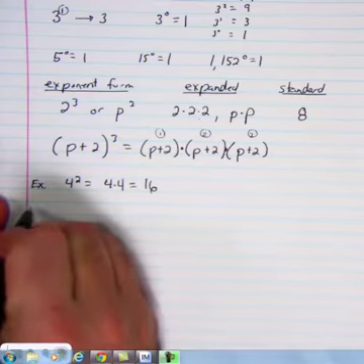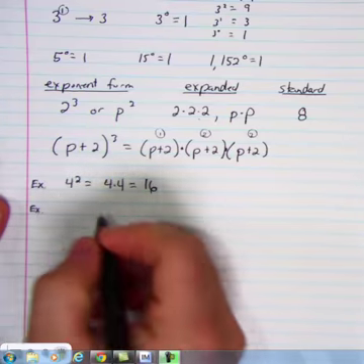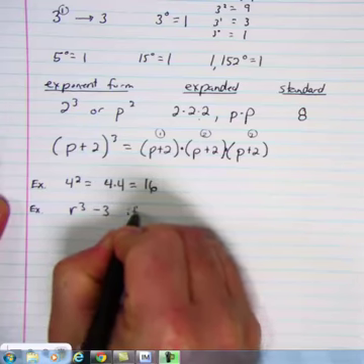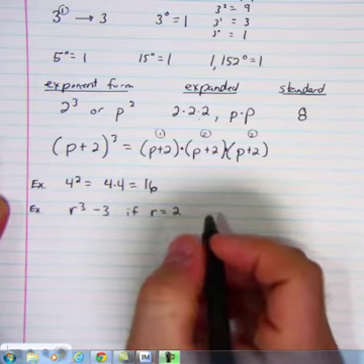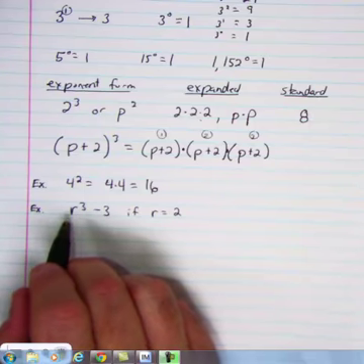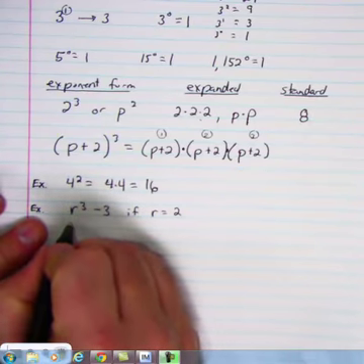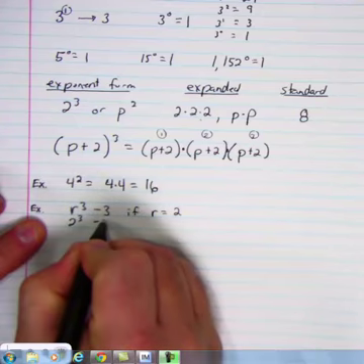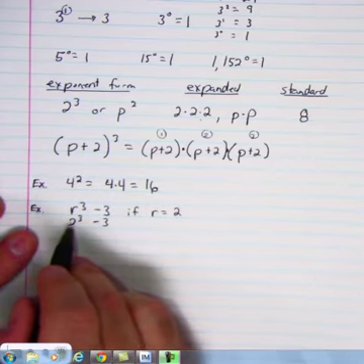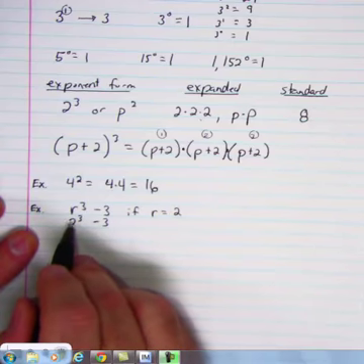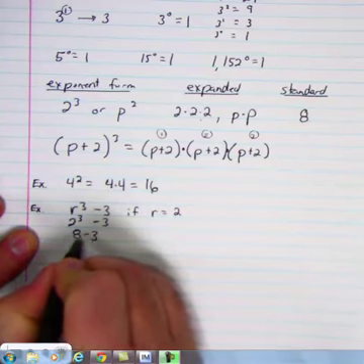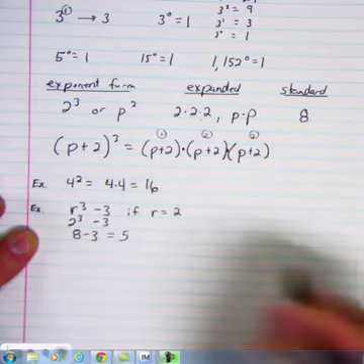Some more examples. Example: r to the 3rd power minus 3, if r equals 2. We're going to take this 2 and plug it in, just like we did in the last chapter. So instead of r to the 3rd power, we're going to say 2 to the 3rd power minus 3. And this is where we solve it. 2 times 2 is 4, times another 2, because you need 3 of them, is 8. So what we really have is 8 minus 3, and 8 minus 3 is 5.